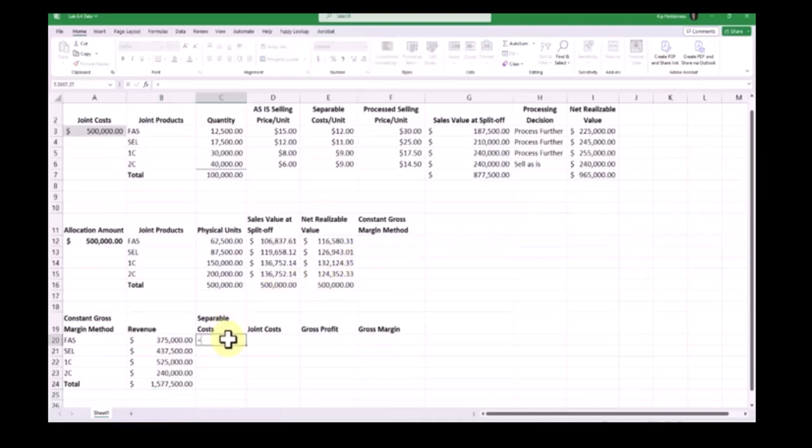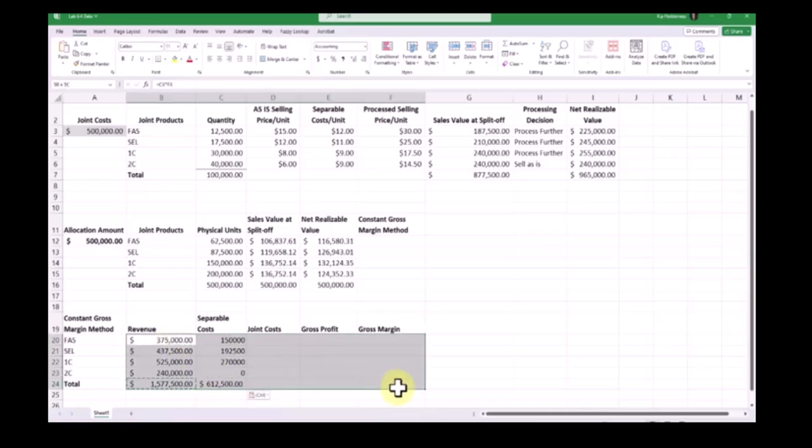Now let's calculate our separable cost. That's going to be equal to our board feet times our separable cost per board foot or unit. Now remember it's 0 for 2C because there is no additional processing. And we're going to copy the sum function over from B24 to D24. Let's go ahead and make all of these numbers an accounting number. There we go.